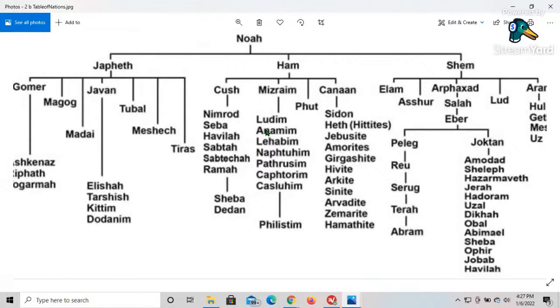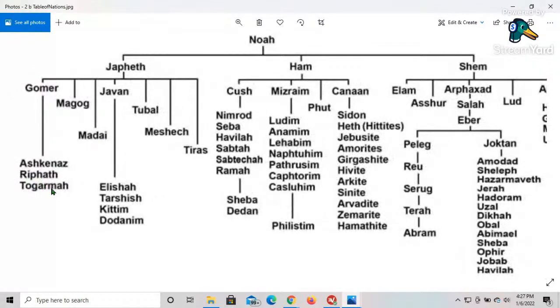This lists all the names, of course. Remember, Javan, Elisha, Tarshish, Kittim, Dodanim. Gomer's sons: Ashkenaz, Riphath, Togarmah, then Magog, Madai, Tubal, Meshech, Tiras. Tiras is the father of the Thracians, Thrace, and Javan, of course, is the Greek Sea people. So this is the Greek Sea people. This is the Greek mainland Thracians.